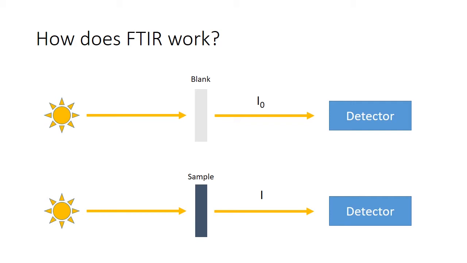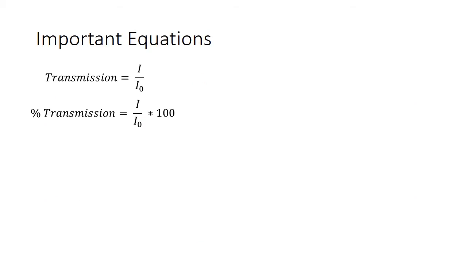We always compare the intensity of the infrared light that travels through a blank sample to the intensity that travels through your sample itself. These intensities I'm going to refer to as I and I naught. For example, if your sample was a solid dissolved in a solvent, then your blank would just be that solvent. If your sample was a thin film on a substrate, then your blank would just be that substrate. So let's look at how we use those values of I and I naught to calculate a few things.